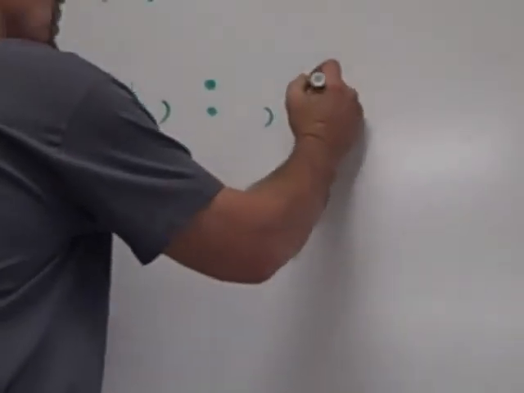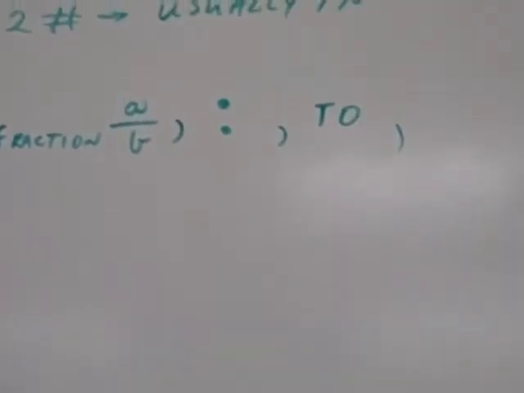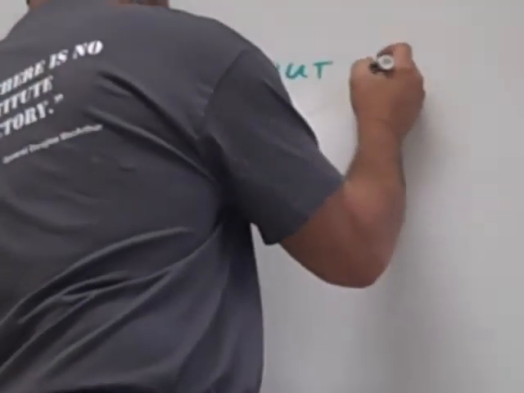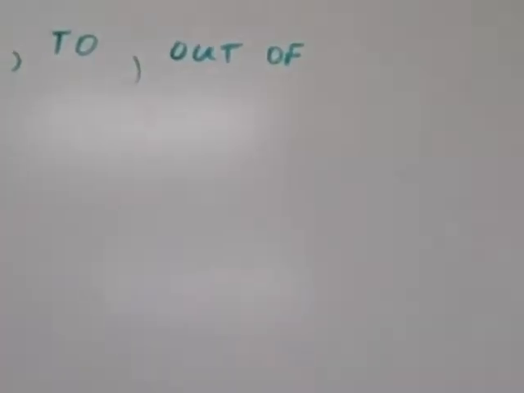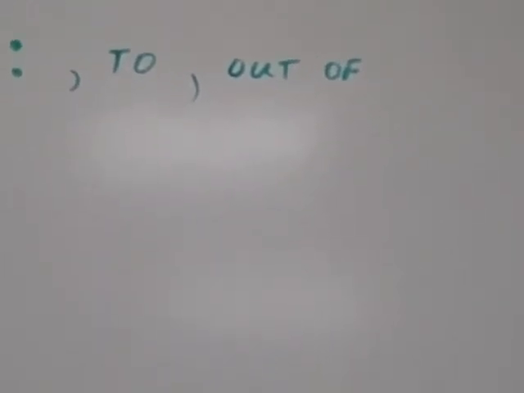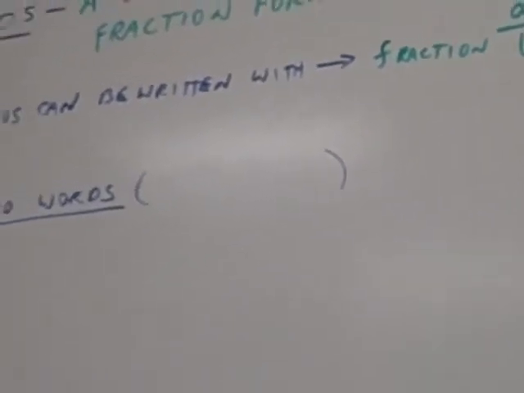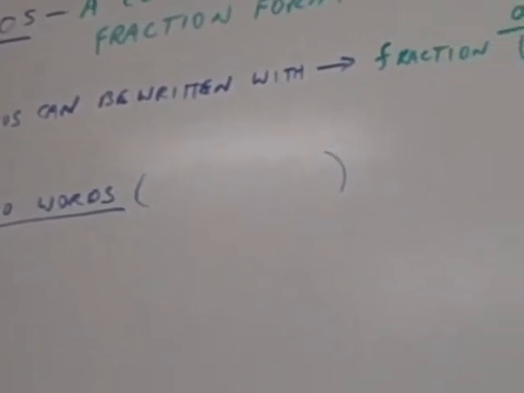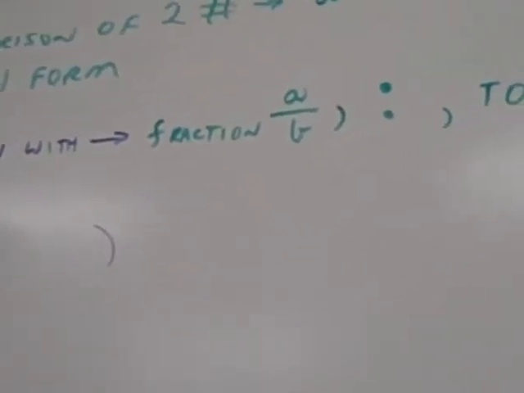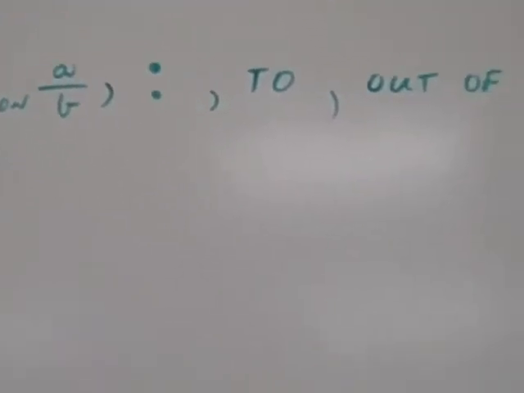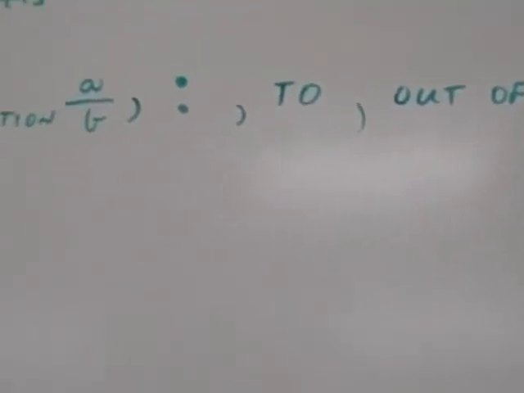It can be written with the word TO. It also can be written with the words out of. I'm just showing you the different ways ratios might show up. Yet they all mean the same thing. They're comparing two numbers. Comparing two numbers.